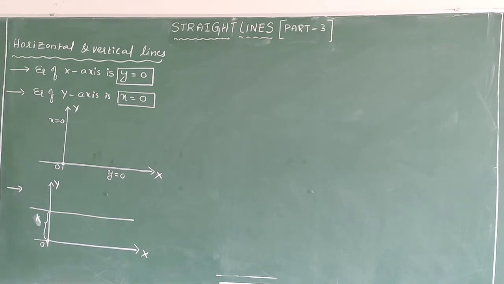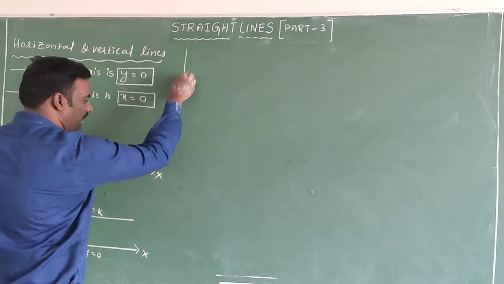Once again, listen. The equation of a line which lies above the x-axis, how many units? K units above the x-axis and as well as parallel to x-axis. X-axis equation is what? Y is equal to 0. Now what about the equation of this line? Y is equal to k. Why I took k? Because this line is parallel to x axis as well as it lies k units above the x axis. That's why the equation of this line is y equals to k. Okay, coming to the next one.